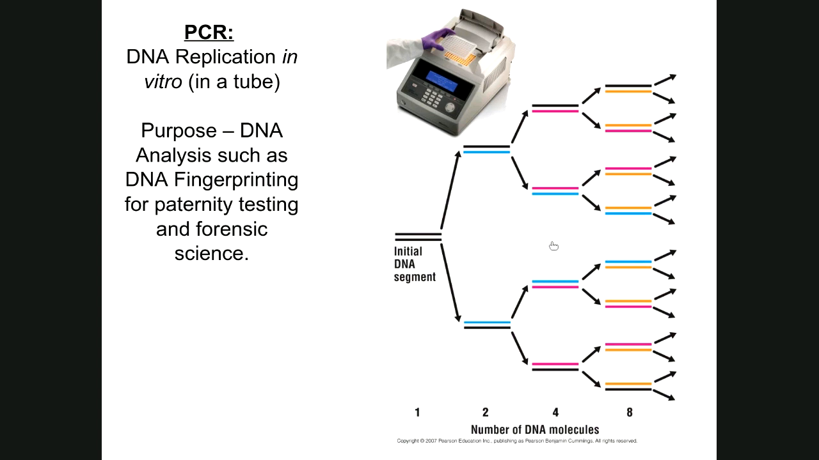Now I create such a high concentration of this one molecule, it's easier to analyze. So, purpose of PCR: DNA analysis, such as DNA fingerprinting for paternity testing, but DNA fingerprinting is also used for forensic science. So you might see somebody at a crime scene with a long Q-tip swab, that has a little cotton end on one end, and you'll see them going around wiping surfaces in a crime scene. Yet when you look at them wiping the surface, you don't see anything.